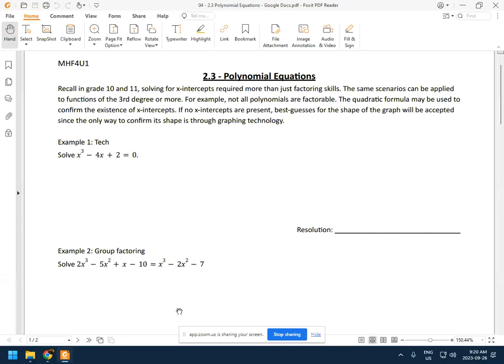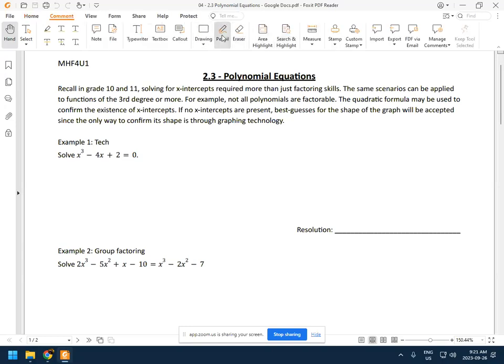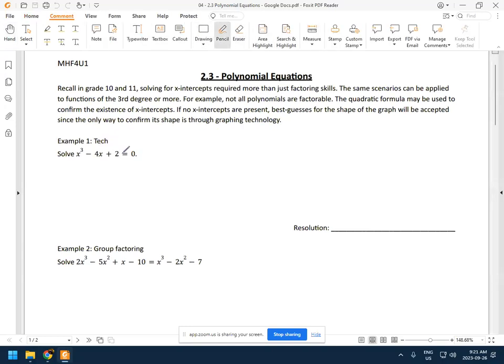Okay. First off, there will always be polynomials that you still cannot factor. You still won't be able to factor, just like you weren't able to factor some examples in grade 10 and grade 11. So in times like this, sometimes you will have to use technology just to confirm or just to figure out what that is. What am I talking about?